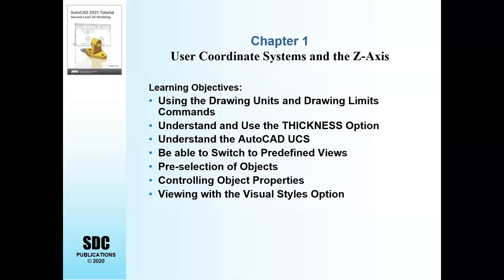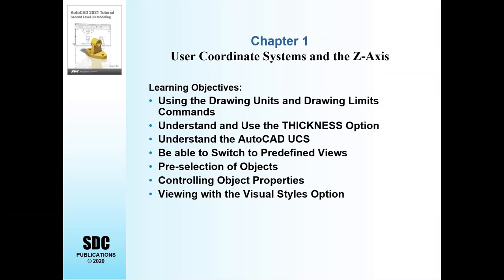Okay, we're going to look at Chapter 1. Chapter 1 deals with the user coordinate system and the z-axis. We're going to use the drawing units and drawing limits commands, use the thickness option, and look at the AutoCAD UCS. We're going to be able to switch to predefined views, and learn how to pre-select objects, control object properties, and use the visual styles option.